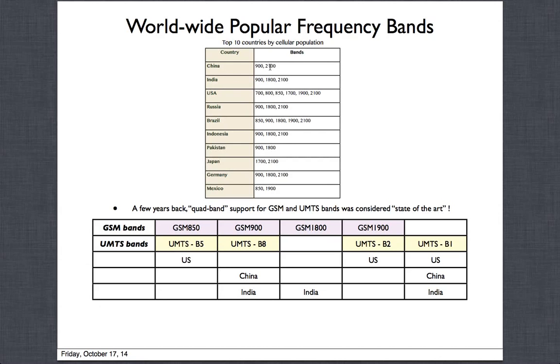These numbers which are called bands, we'll talk more in the table below about what they mean, but typically a number like 900 refers to frequencies which are around 900 megahertz. 2100 will refer to frequencies which are around 2100 megahertz, or 2.1 gigahertz, excuse me. So this shows some of the bands which are in China, India, US, Russia, Brazil, and all that.